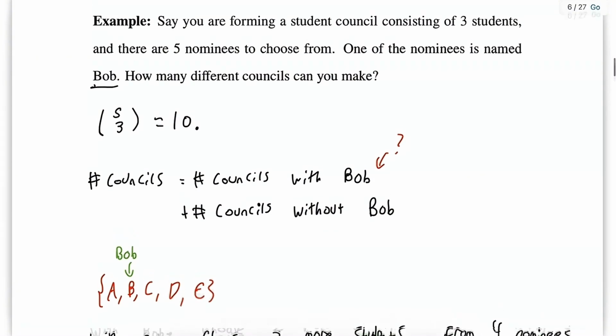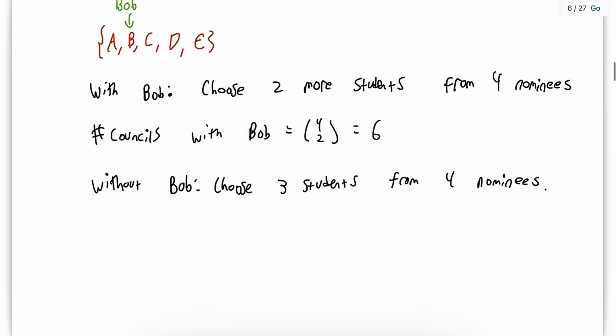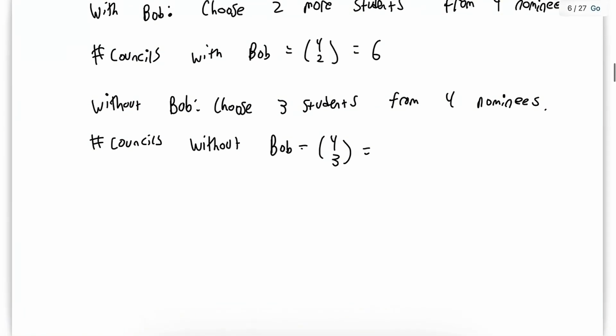Well, here we still have to choose all 3 students, right? So we have to choose 3 students, as before. We still need 3 on the council. But we're still picking from 4 nominees, because we can't choose Bob, right? Because Bob's not here. So the number of councils without Bob is 4 choose 3, which, you can work out the details, but it's 4, right?